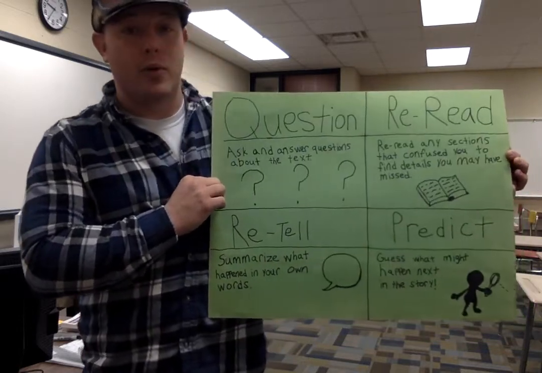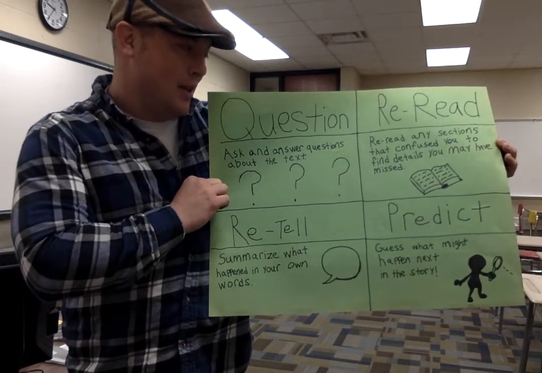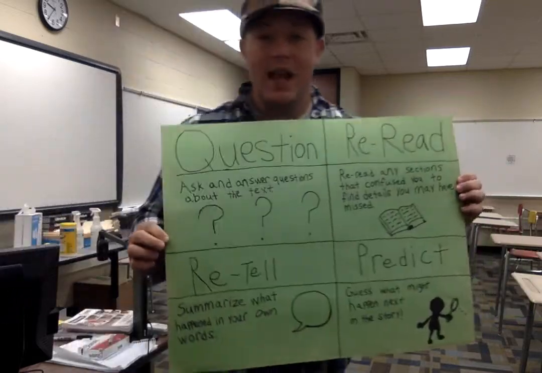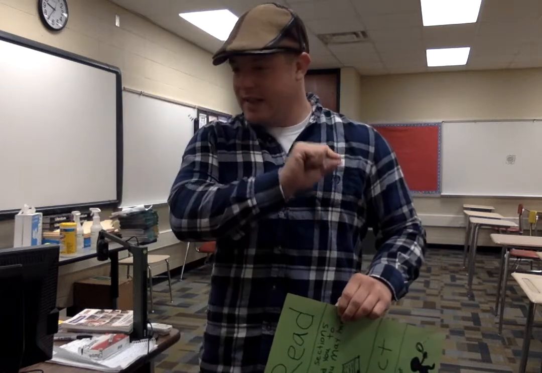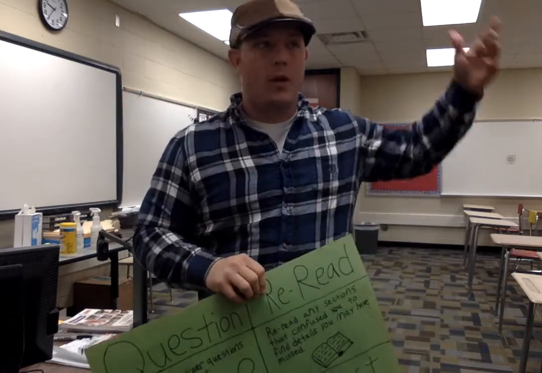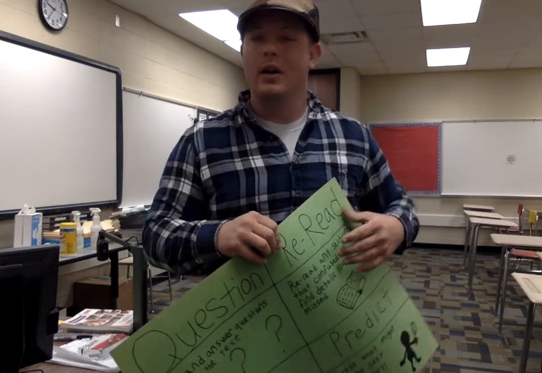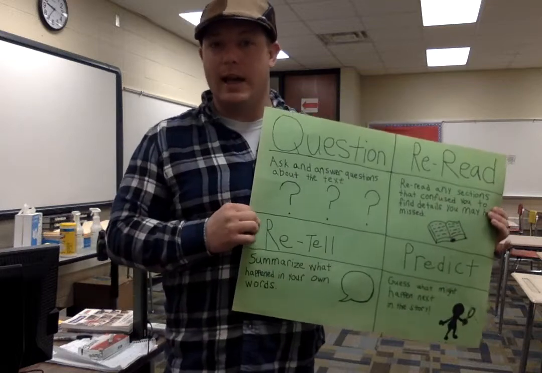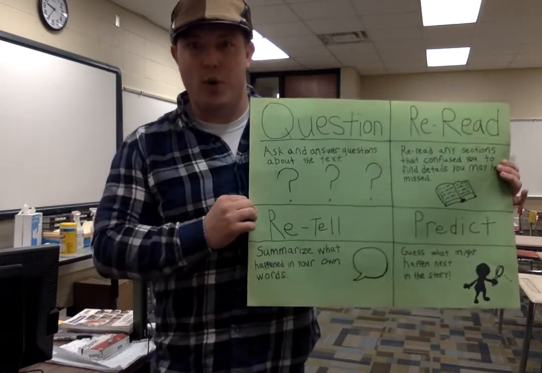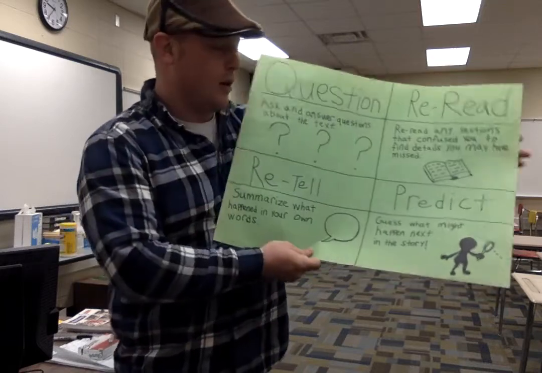Next one is a big important one. Reread. Reread any sections that confused you to find details that you may have missed. This happens to me all the time when I'm reading a book. I'll read a paragraph and then as I go on I'll be like, what did I just read? And sometimes you just got to go back and reread something. Or if you've read something and you didn't quite understand it, go back. Read it again a little slower. And hopefully, using context, using a little more level 10 focus, as I like to say, you'll be able to zero in on what the meaning of the text is and where it goes.